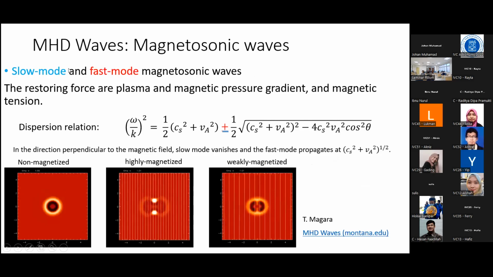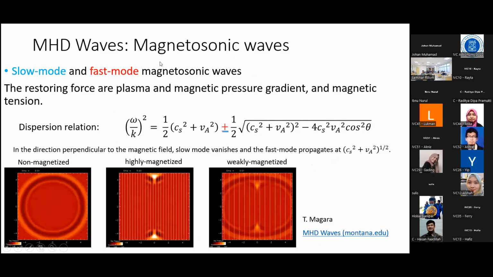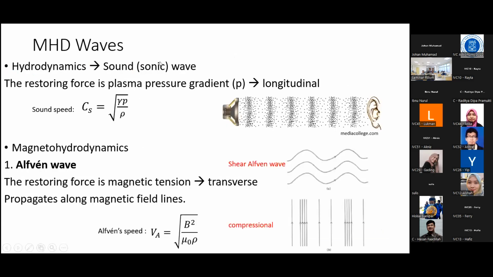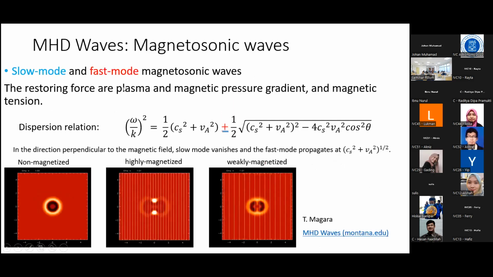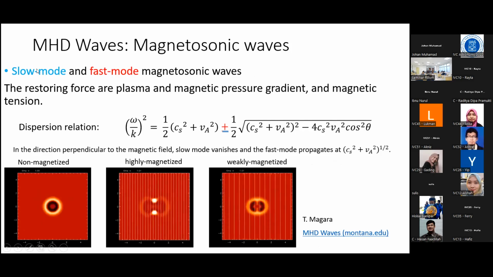But then we have another MHD wave, which we call the magnetosonic wave. In the sound wave, we only consider the gradient of plasma pressure. In the Alfvén wave, we only consider magnetic tension, so this is all about the magnetic field lines. But if we have the plasma and magnetic field together, then we get the magnetosonic wave. Here we have two modes: the slow mode and the fast mode magnetosonic waves.